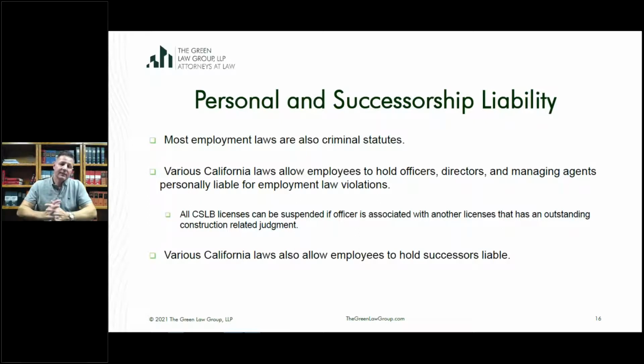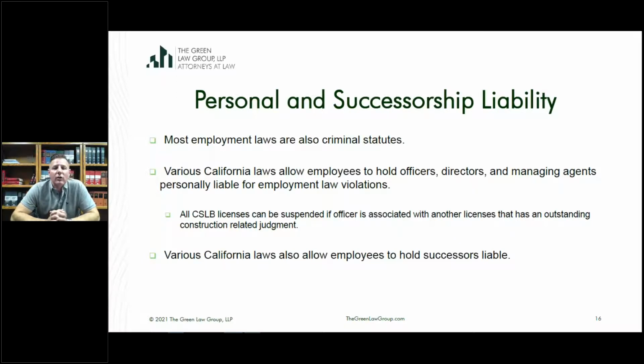Now, we're not going to go into detail about personal successorship liability, but I did want to bring it up because it's something that does affect contractors often. It's important that contractors and all employers know in California that most of the employment laws are actually criminal statutes as well. Generally speaking, you're not going to be prosecuted criminally. It's very rare that would happen, but it's important to know that most of the labor code violations are misdemeanors. Some of them are actually even felonies. So there is the possibility of criminal jail time even for violating employment laws. Again, it's very rare that you would be prosecuted criminally for an employment law violation, but it's important to know that does exist and can happen.